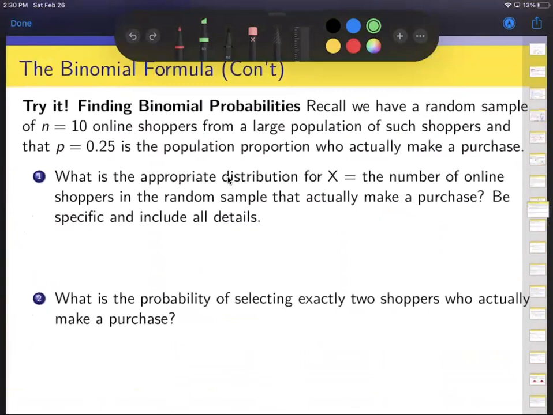Now, finding binomial probability. Okay, so go back to the online shopper things. Recall we have a random sample of 10 online shoppers from a large population, and the probability of success is 25%. So 25% is actually the population proportion who actually make the purchase, right? What is the appropriate distribution if X is the number of online shoppers in the random sample that actually make a purchase? They're asking about distribution. Well, we know that it's the binomial distribution, right?